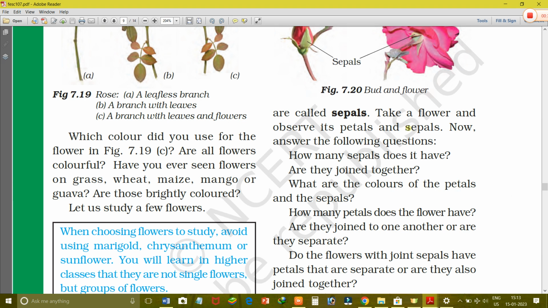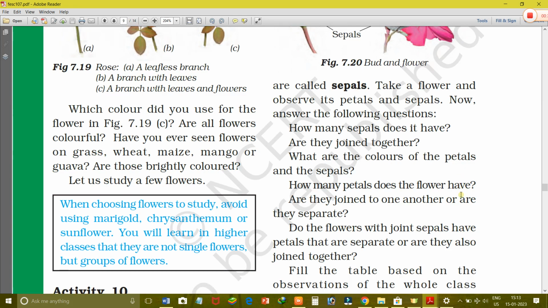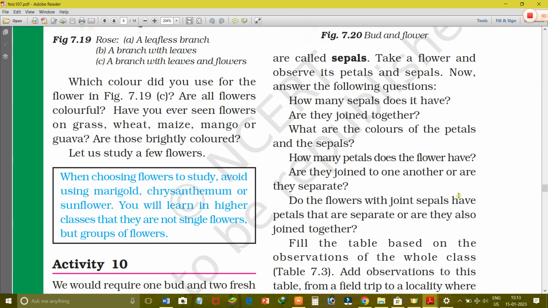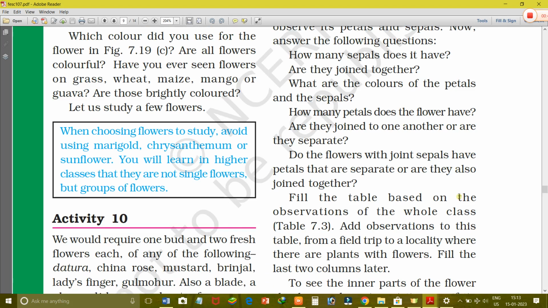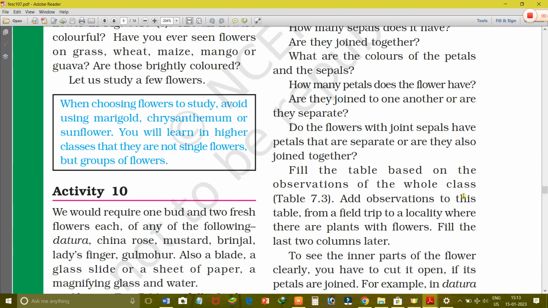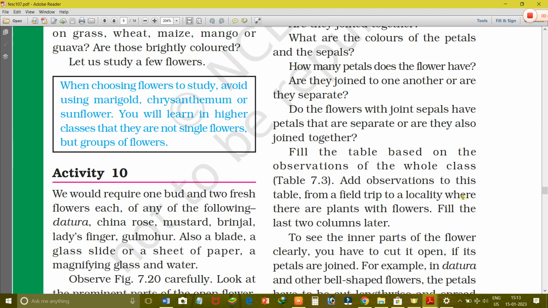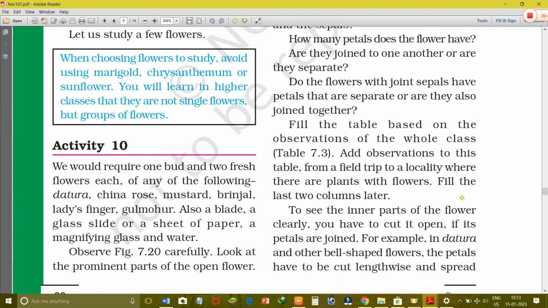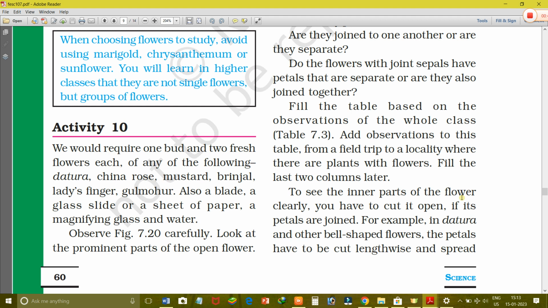How many sepals does it have? Are they joined together? What are the colors of the petals and the sepals? How many petals does the flower have? And are they joined to one another or are they separate? Do the flowers with giant sepals have petals that are separated, or are they also joined together?